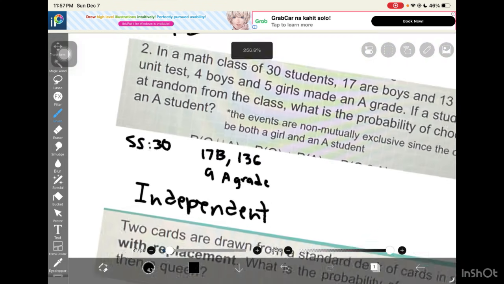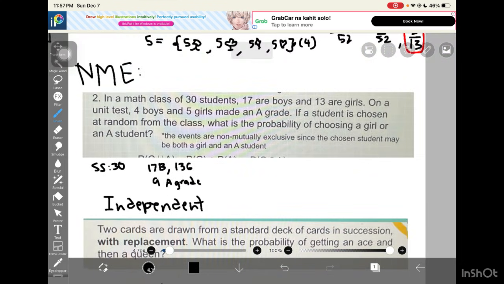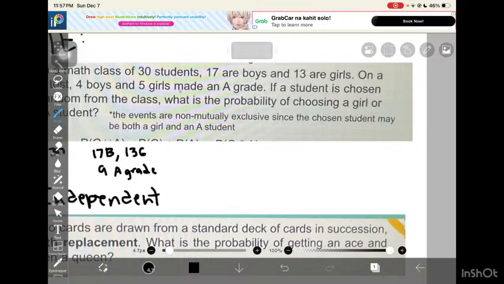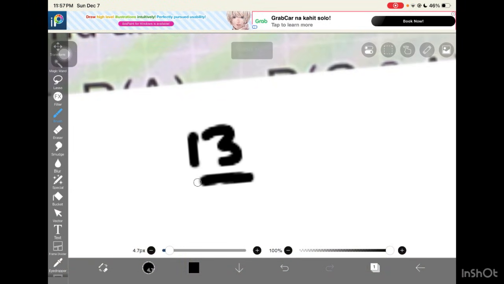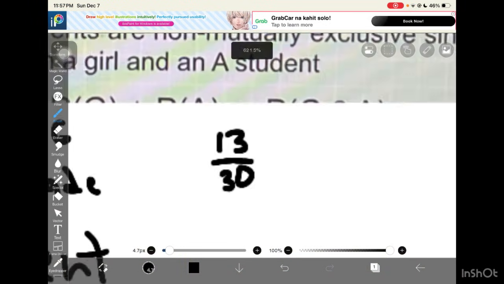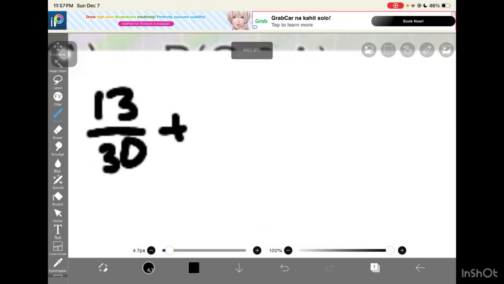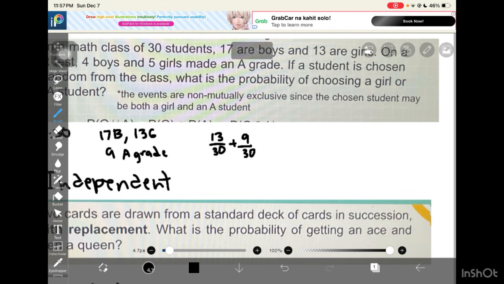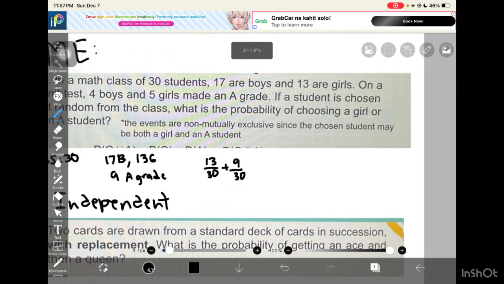We want to find the probability that it's a girl or an A student. So what's the chance here? First and foremost, we can list the girls: 13 over 30. And we can also list our A students: 9 over 30. And then, right, you can just add them? No, because part of the 5 girls are part of the 13 total.